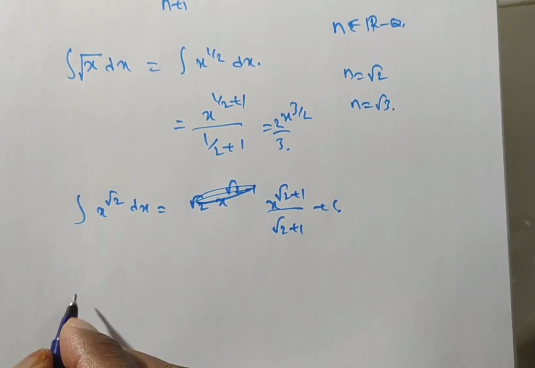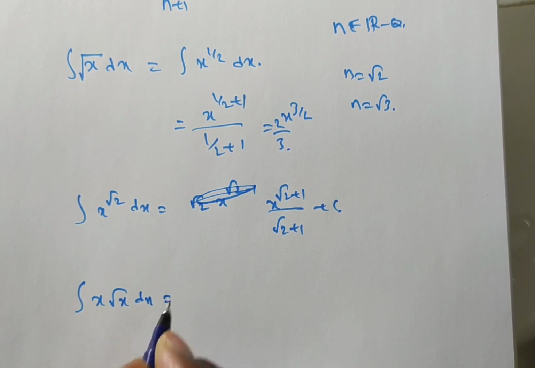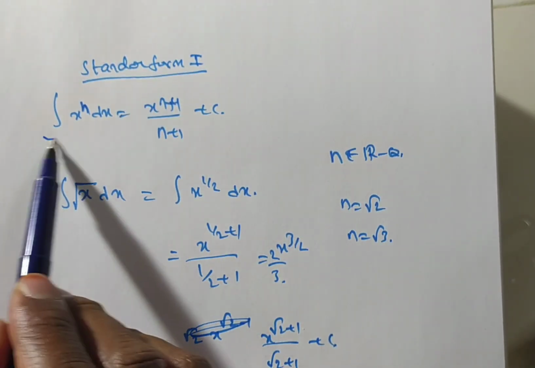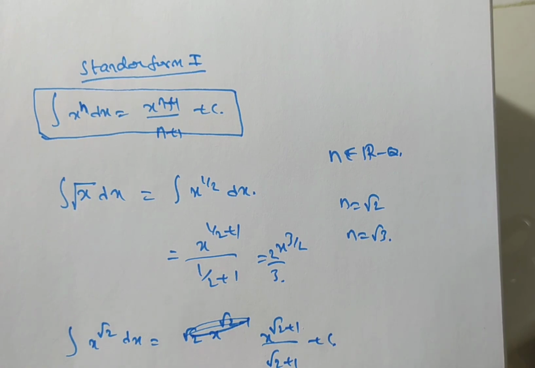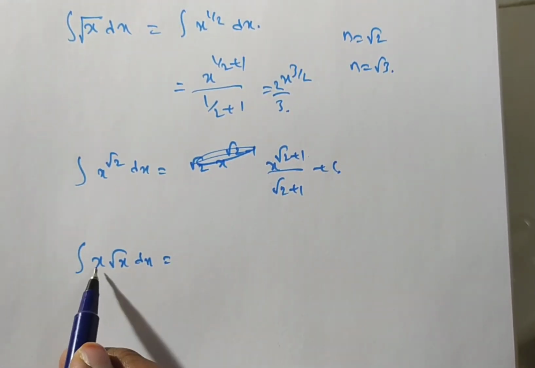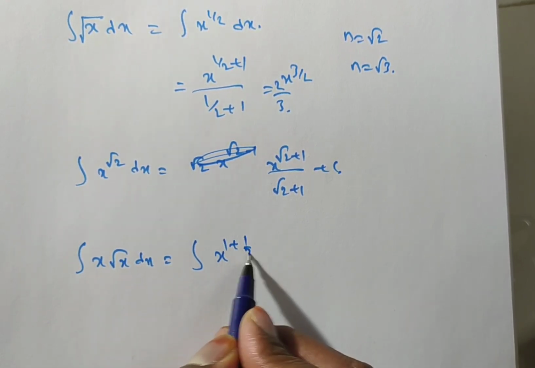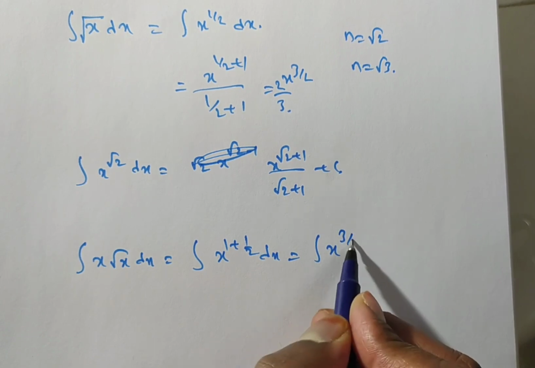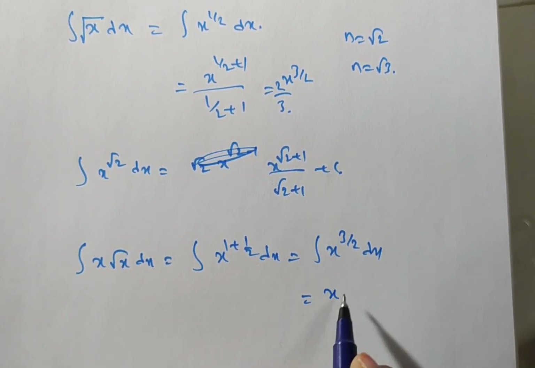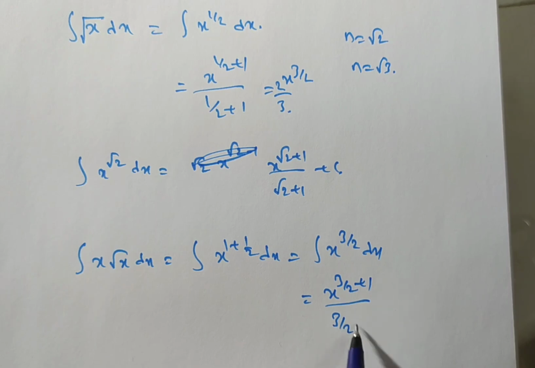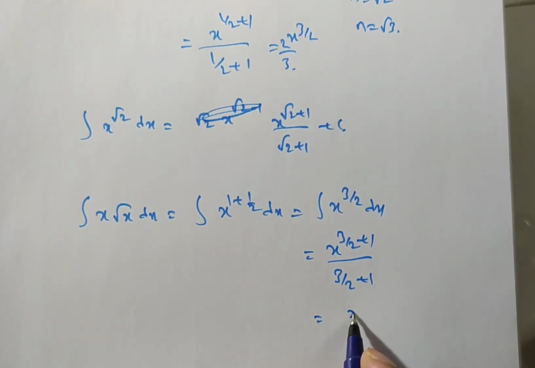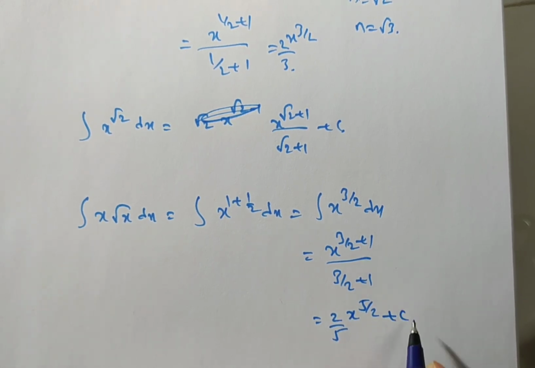Next, suppose the integral of x root x dx is given. Here you see a product of two functions: one is x, another one is root x. So you have to convert into standard form 1, that is the integral of x to the power of n dx form. Here you have x power 1, and root x is nothing but x power 1/2. So you can say x power 1 plus 1/2 dx, nothing but the integral of x power 3/2 dx. So what is the integral of x power 3/2? x power 3/2 plus 1, divided by 3/2 plus 1, which is 5/2. So x to the power of 5/2, and the denominator 5/2 you can write as 2/5, plus c.